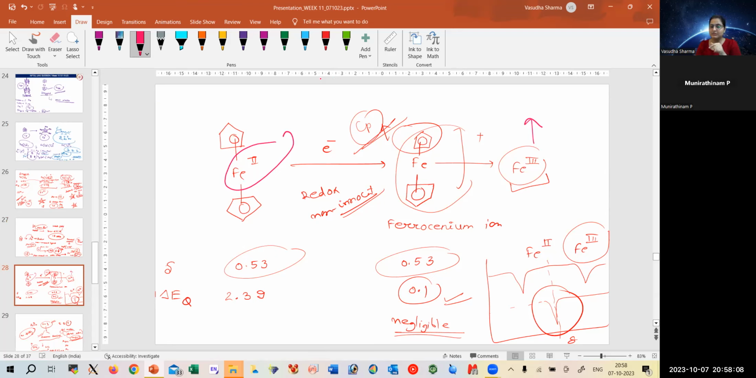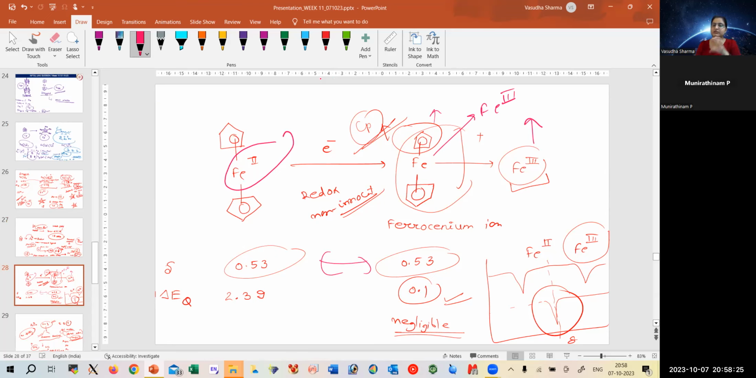But what really happens, as soon as this iron goes in +3, the Cp star or Cp ligands tend to give more electron density to balance out the charge. So ultimately, it will behave as iron 2 only. That's why their delta value does not change.